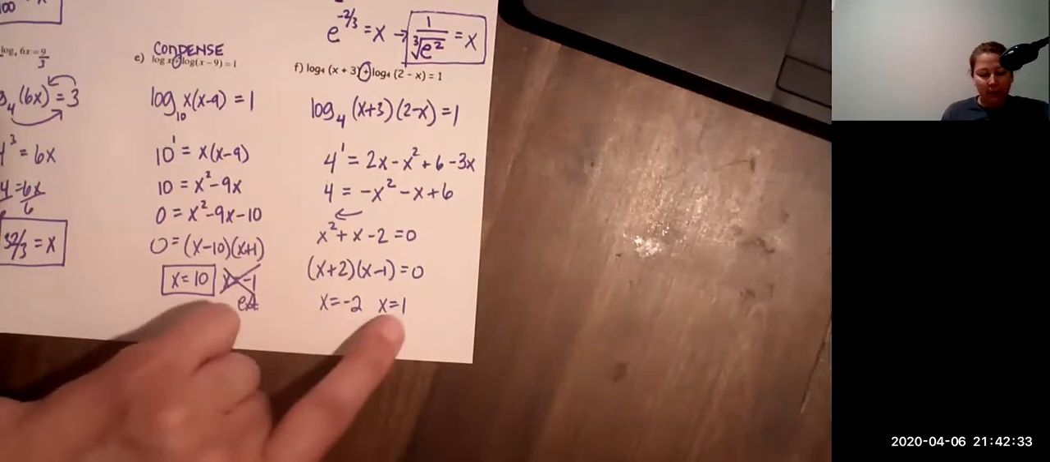If I plug 1 up here, I get a positive answer. If I plug 1 up here, I get a positive answer. So both of these answers work. So you don't have to get an extraneous solution. Sometimes every answer that you get works. Positive answers work, negative answers work. You just always have to check by plugging them back into the problem, okay?